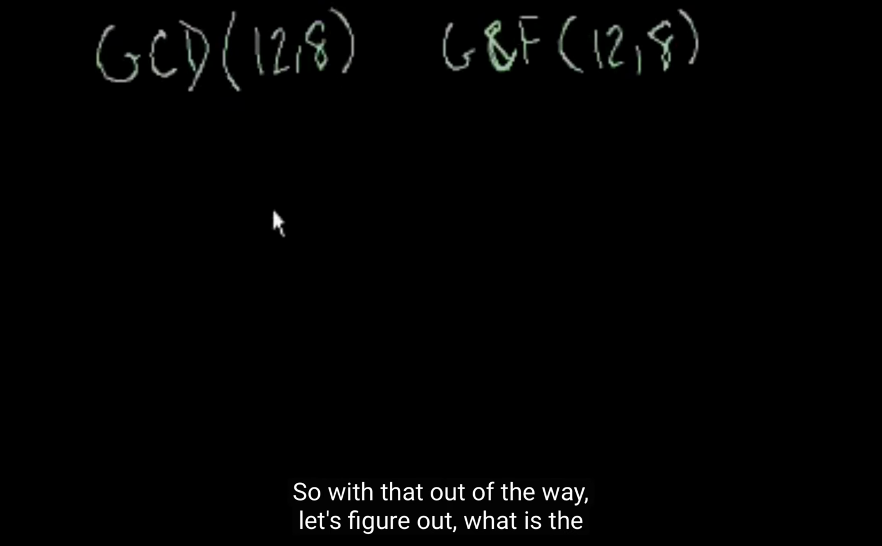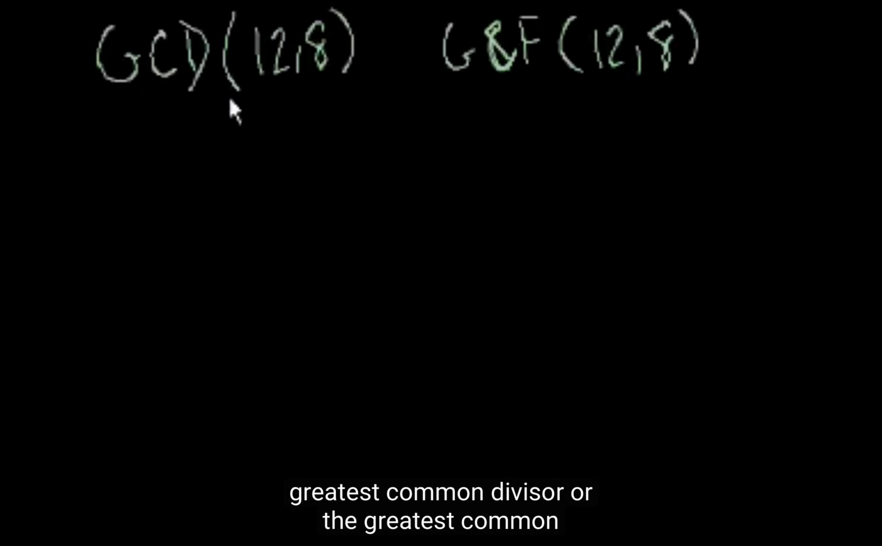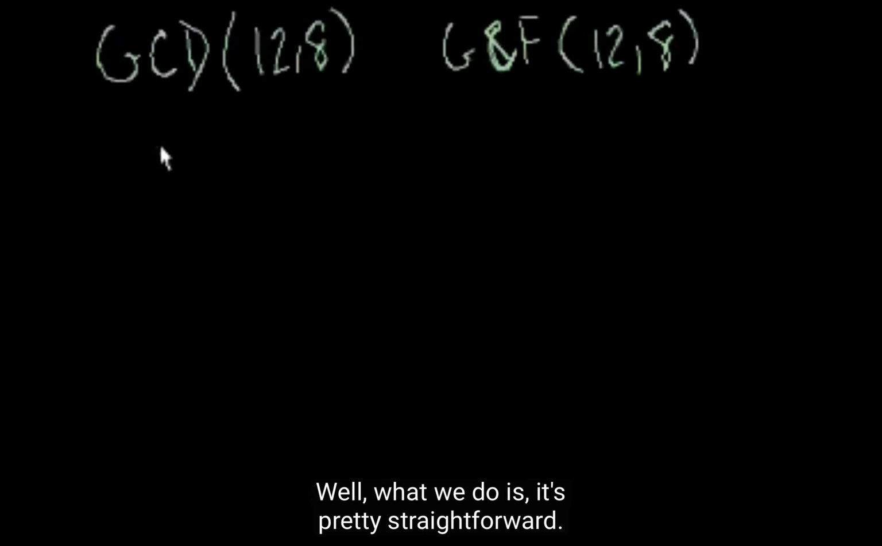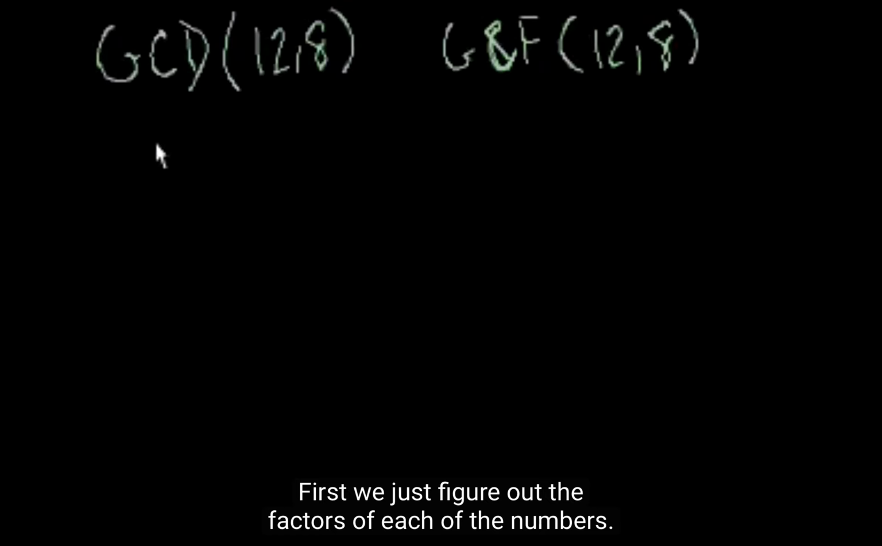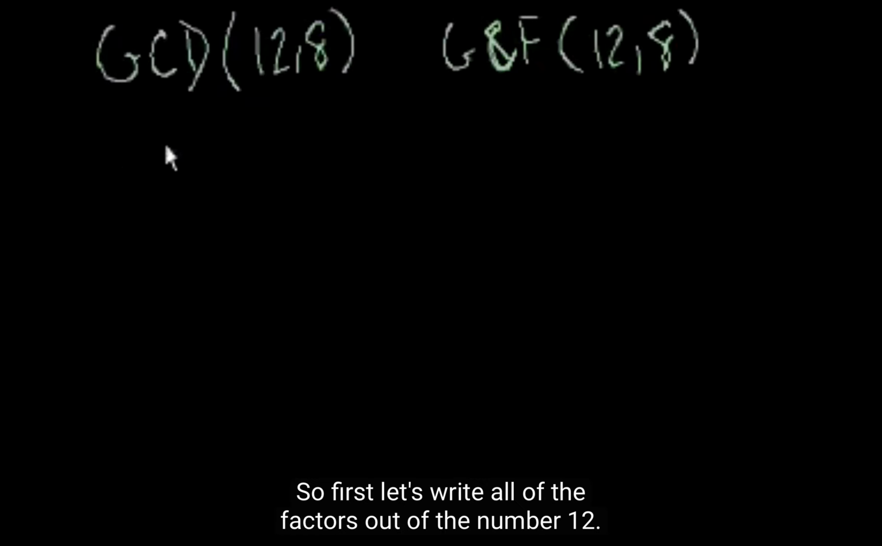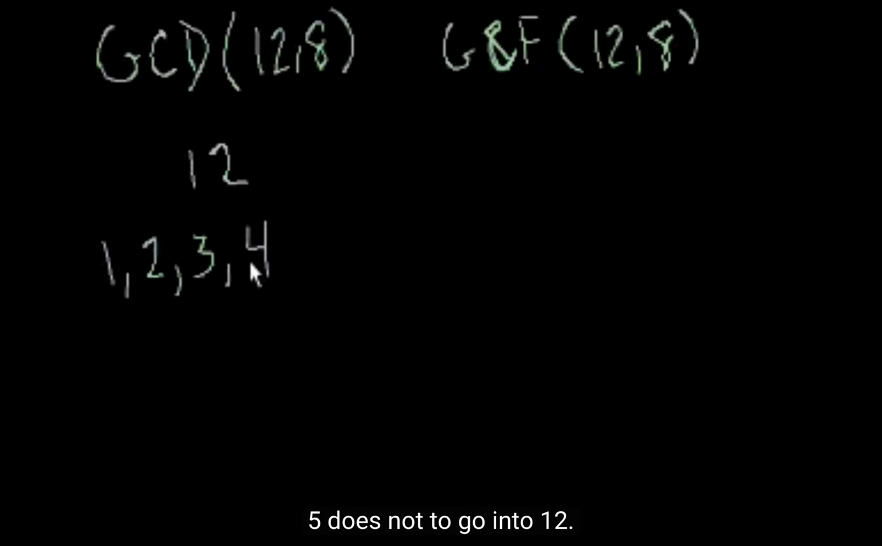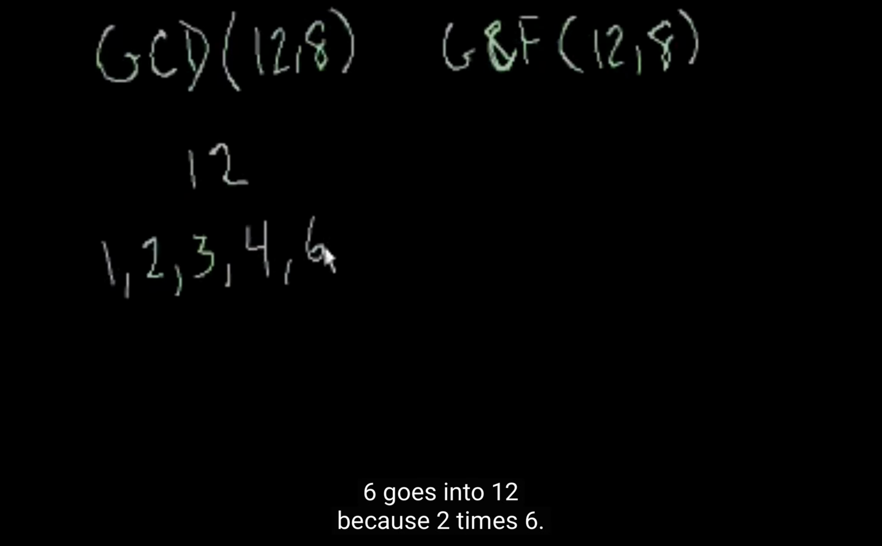So with that out of the way, let's figure out what is the greatest common divisor or the greatest common factor of 12 and 8. Well, what we do is, it's pretty straightforward. First, we just figure out the factors of each of the numbers. So first, let's write all the factors out of the number 12. Well, 1 is a factor. 2 goes into 12, 3 goes into 12, 4 goes into 12, 5 does not go into 12, 6 goes into 12 because 2 times 6, and then 1 goes in, and then 12 goes into 12, of course, 1 times 12.